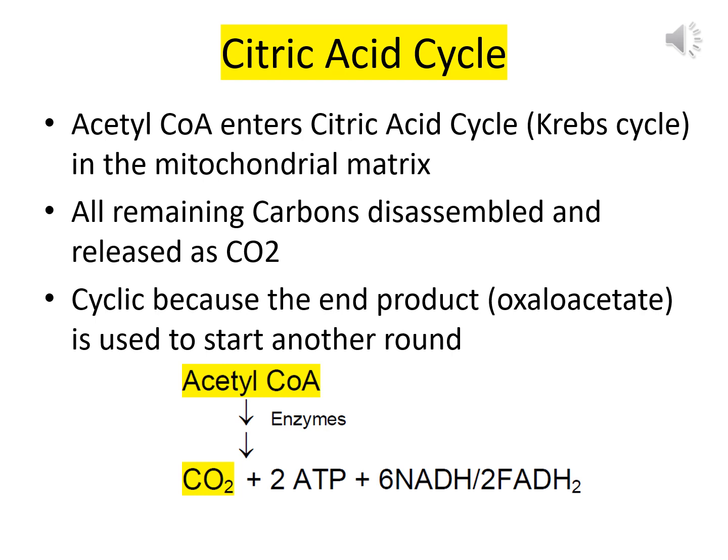So we're going to end with lots of carbon dioxide. This is the predominant area that carbon dioxide is produced. Notice from the diagram at the bottom, we're also going to produce 2 more ATPs, and all the remaining hydrogens will be picked up by NADH and FADH2.